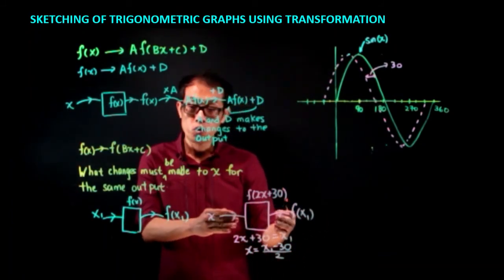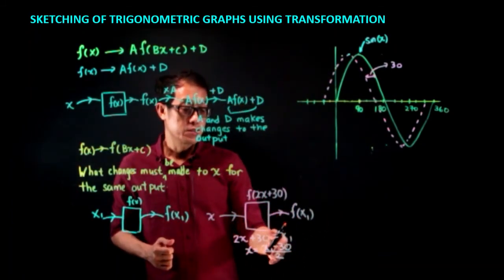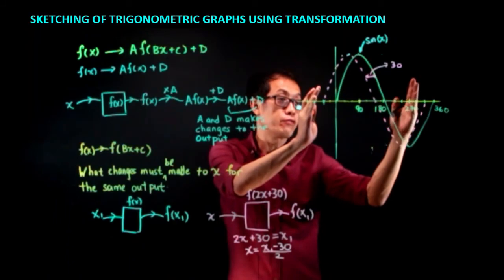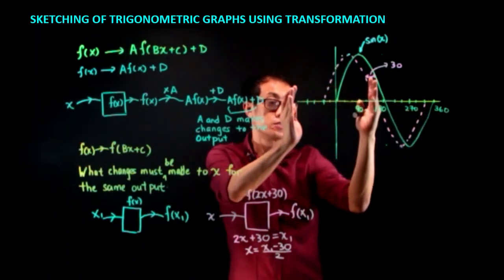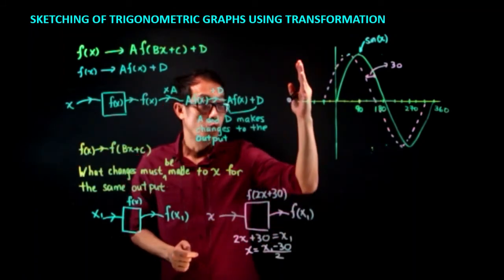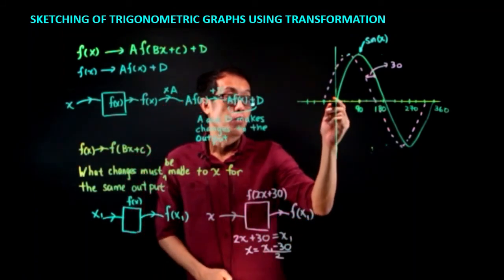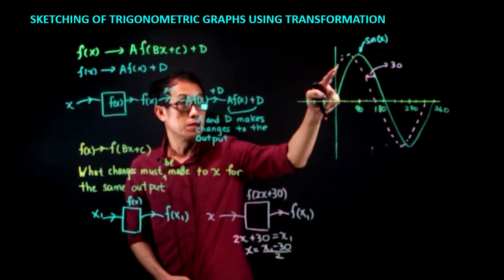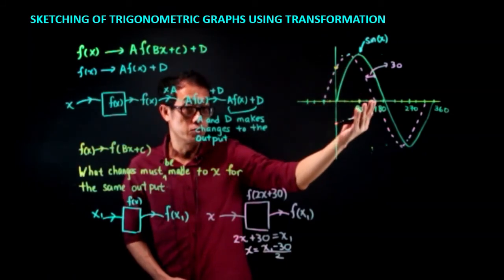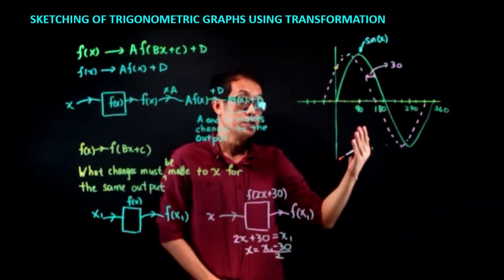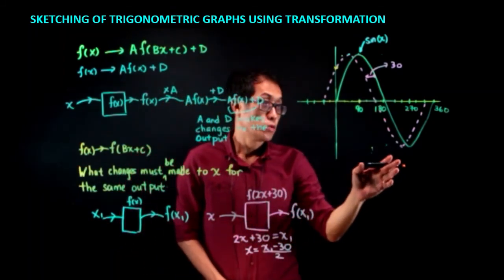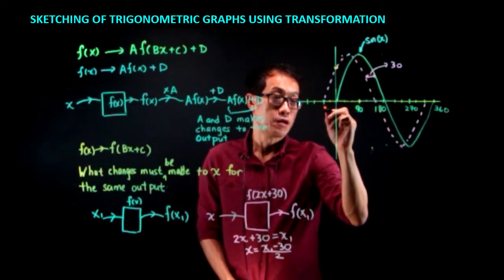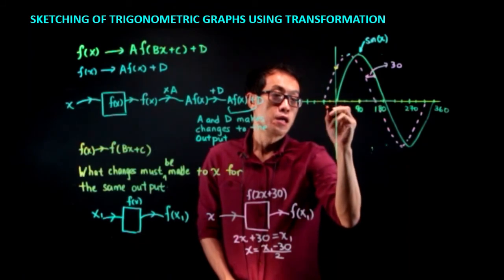Now, what does 2 do to the graph? Now, because of divide by 2, the graph will be squashed. We'll move towards the y-axis. Now, any point on the y-axis will not change because any point on the y-axis, your x is 0. Even 0 divided by 2 is still 0. So what do the rest of the points mean? That means this distance will be half.